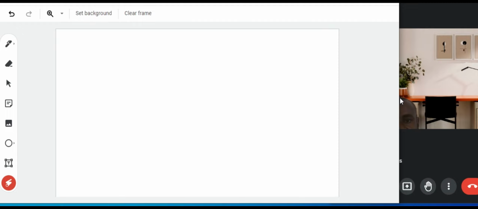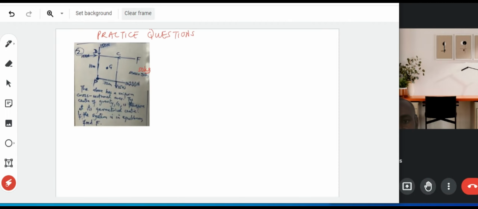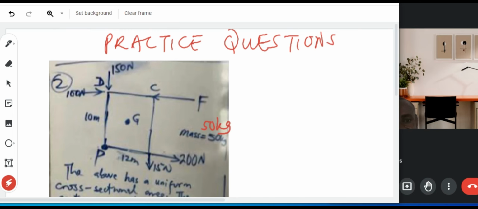The idea is, just like in this question, anytime you're taking moment, it has to be force times perpendicular distance. For instance, the moment for F will be F times the perpendicular distance, which is 10. If we're taking the moment for 100 Newton, it will be 100 times the perpendicular distance, which is 10. If we're taking the moment for 15 Newton, it will be 15 times the perpendicular distance, which is 12. If we're taking the moment for the weight, it will be the value of the weight times the perpendicular distance, which is from here to here.